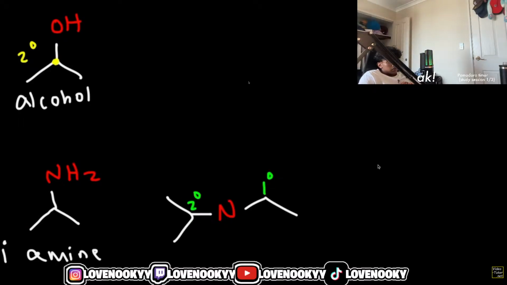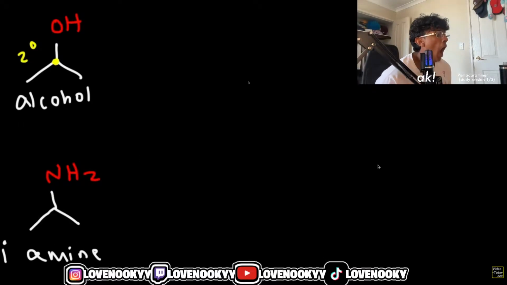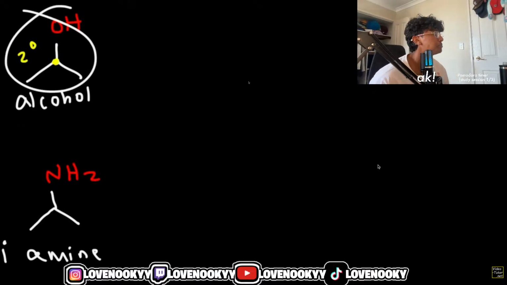So it doesn't make sense to look at the carbon atoms. In this case, you look at the number of carbon atoms attached to the nitrogen. So this would be a secondary amine. This is a primary amine because the nitrogen is only attached to 1 carbon atom. So the rules are different when you're looking at amines and alcohols, when you're determining if it's primary, secondary, or tertiary.